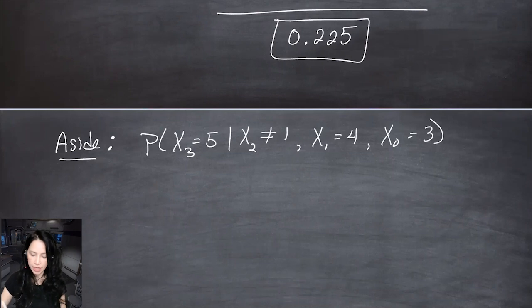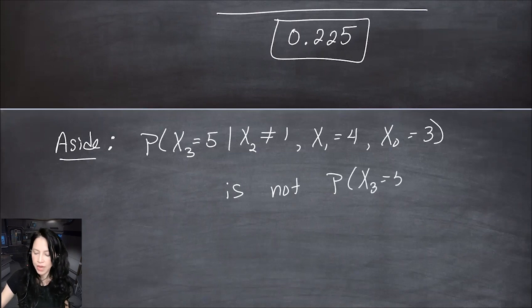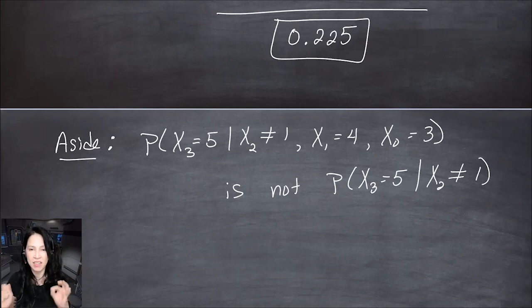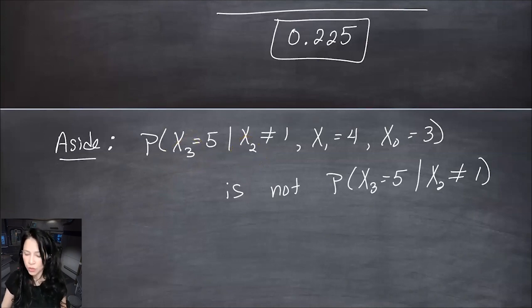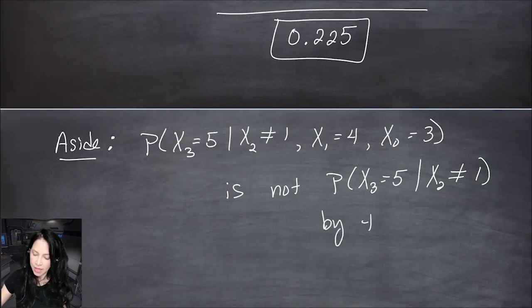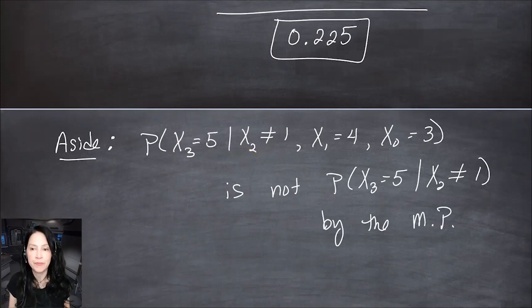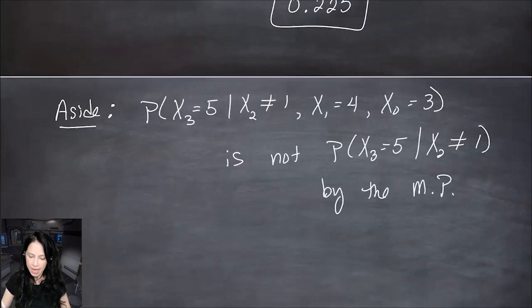So consider this probability. This is not the probability that X3 equals 5, given X2 is not 1. The Markov property does not give us that, because it says where you go depends on where you are. And so I'm looking at time step 3. And the problem is I don't know where I am at time 2. I just know where I'm not. So you actually don't get this by the Markov property because you don't know exactly where you are at time 2. So a lot of people make that mistake, and I totally see why. You just need that last piece of information, but you don't actually know where you are at time 2.